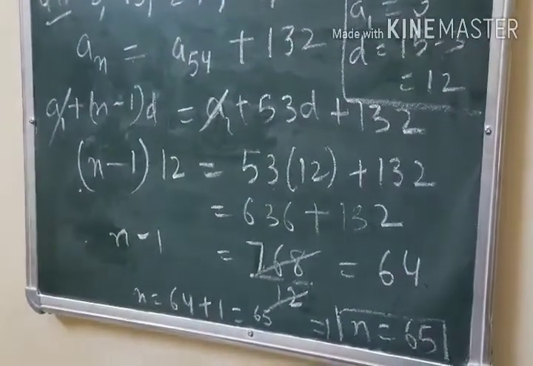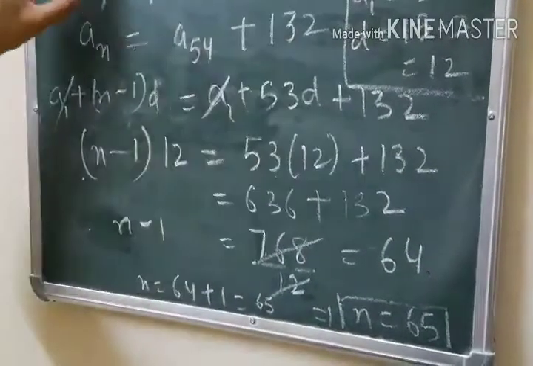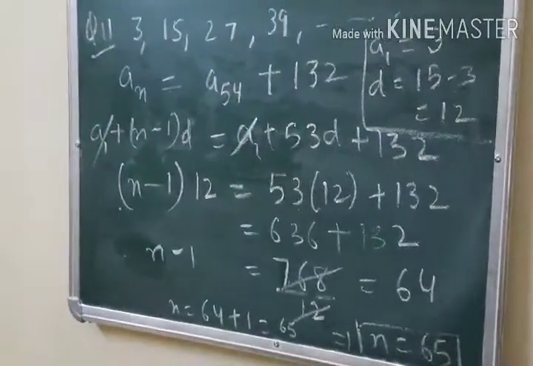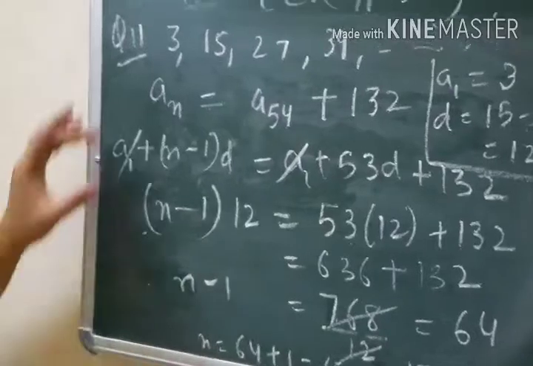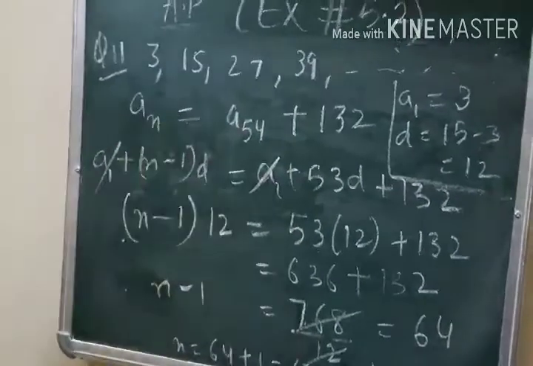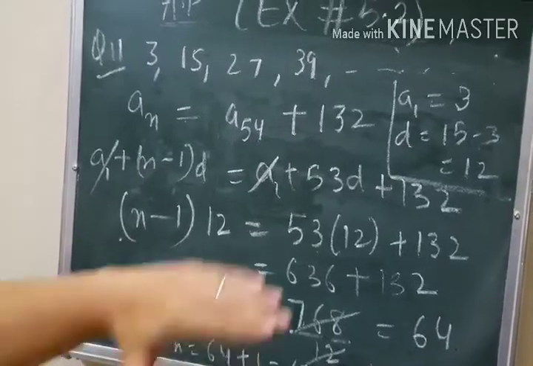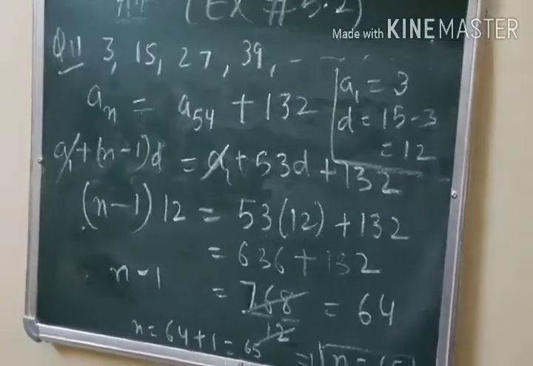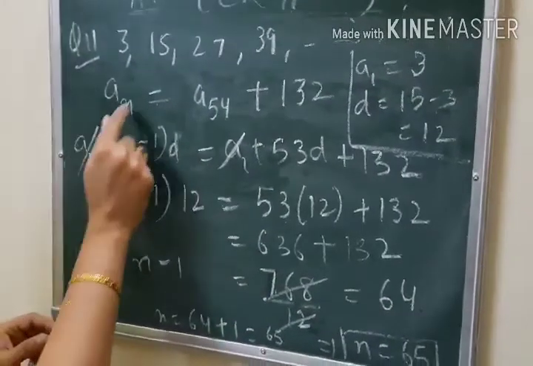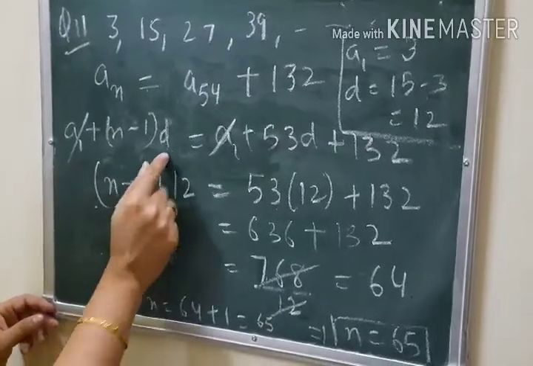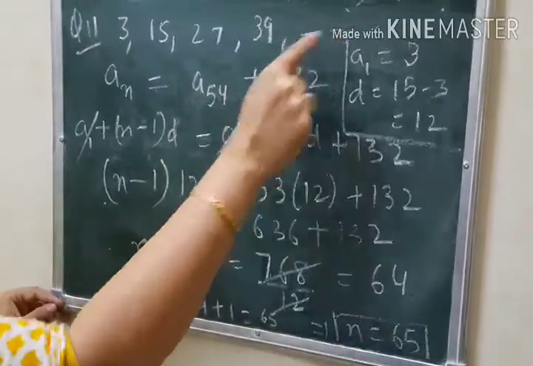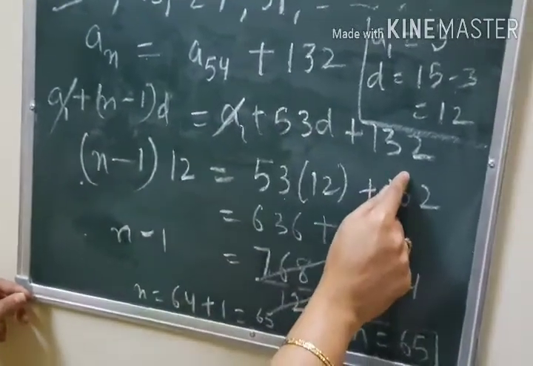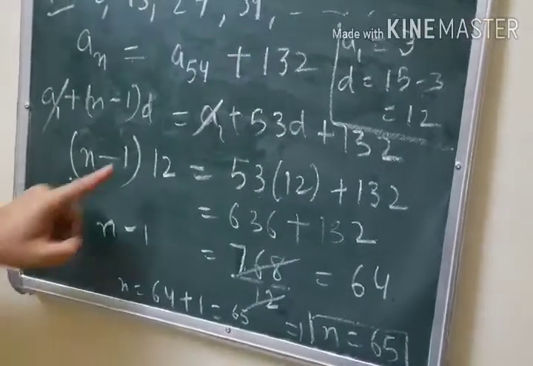Again I am repeating the question. This is the AP given. From here you can find that A1 is 3 and D is A2 minus A1, 15 minus 3, 12. Now it is given in the question which term of an AP, that means AN, will be equal to 132 more than the 54th term. So plus 132, 54th term, and you will write A54. AN can be written as A1 plus N minus 1 D because AN is not there in the AP. A54 is also not there, so I am just putting the formula for it: A plus 53D plus 132. Now A1 and A1 both will cancel from this side and we'll put the value of D. D is 12 here, 12 here.